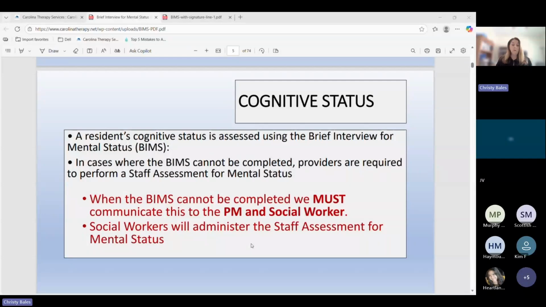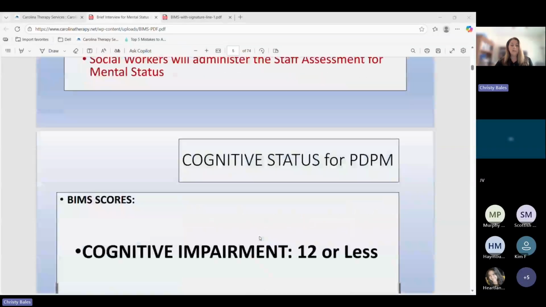So, we're usually doing our eval within day 1 or day 2. We should know this, and this should be communicated to social workers pretty quickly. And they'll do the staff assessment for mental status.